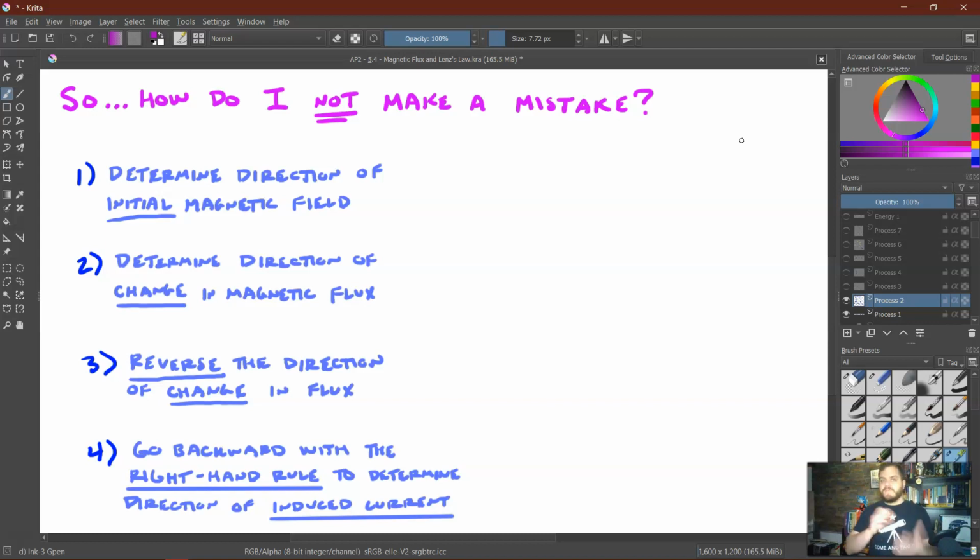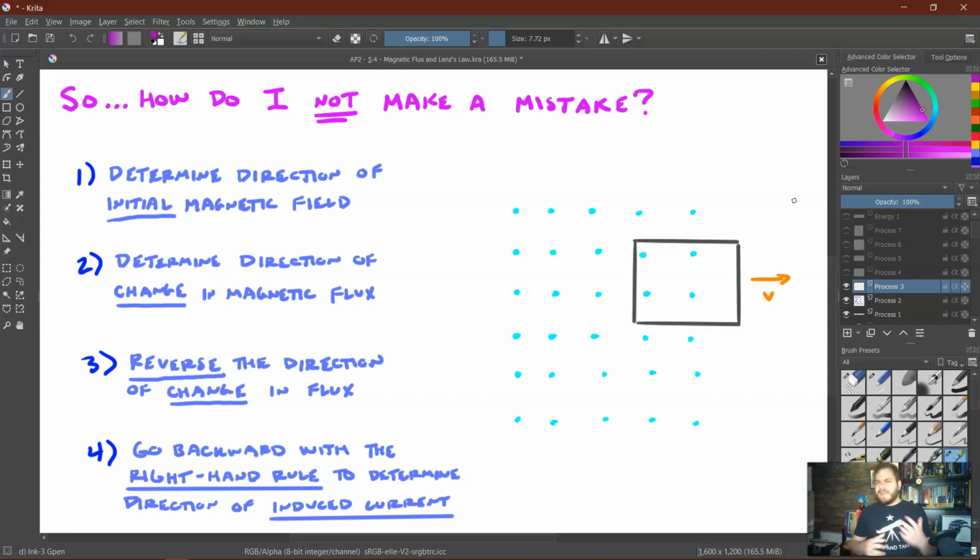3, we need to reverse the direction of the change in flux. So if it's increasing, we need to produce a decrease. If it is decreasing, we need to produce an increase. And 4, we need to go backward with our right-hand rule to determine the direction of that induced current. So we want to create whatever the reverse of that change of flux is, and we'll use the right-hand rule to figure that out.